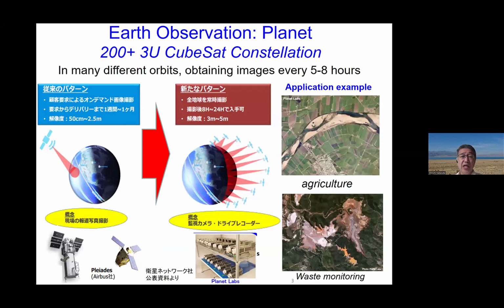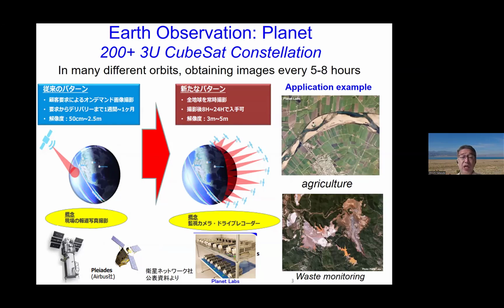As to the Earth observation field, maybe as you know, Planet has already launched more than 203 CubeSats to have a very high time resolution of Earth observation. This kind of image can be obtained every 5 to 8 hours, which can provide very good information on changes of the Earth's surface.